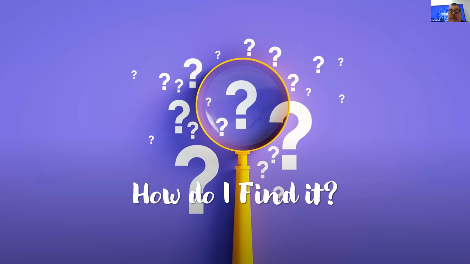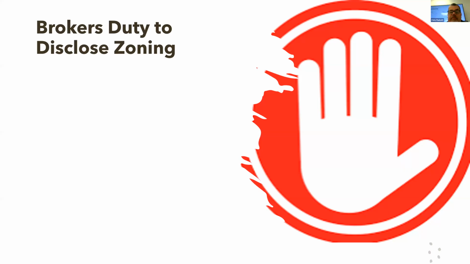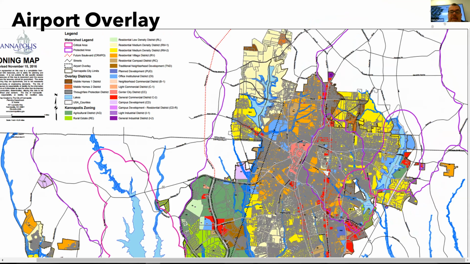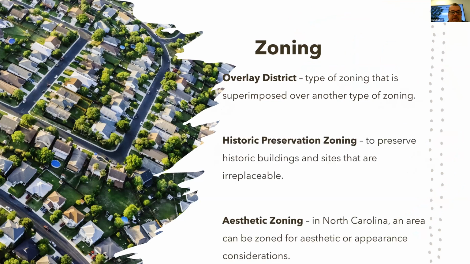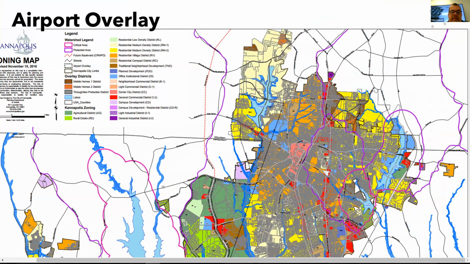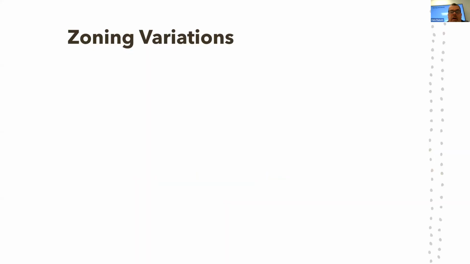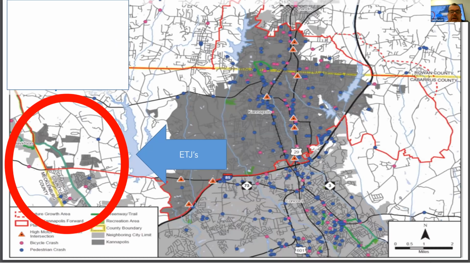It stands for extraterritorial jurisdiction. And here's a map of, make sure, is that right? Nope, that's the overlay map. Hold on. So here's a map of Kannapolis, Rochelle, and the dark gray is Kannapolis, but everything in the red circle is also under the, I don't want to say rule, but the rules and regulations of the city of Kannapolis, even though they're outside the city limits.